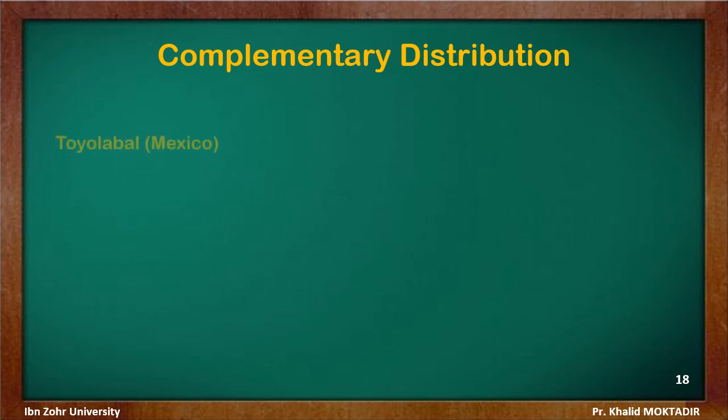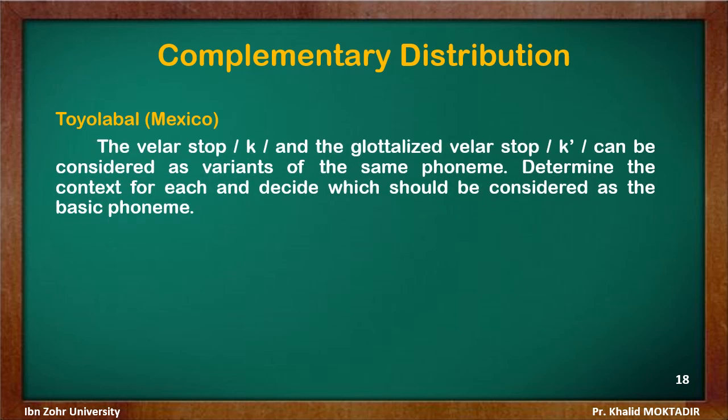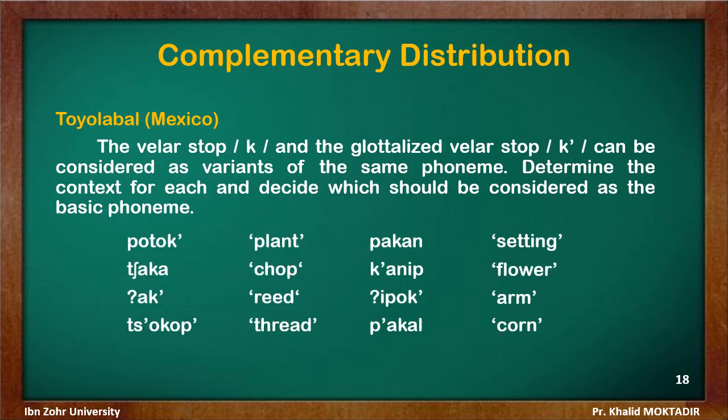The next problem is about a language spoken in Mexico called Tojolabal, where you have the velar stop and the glottalized velar stop, which can be considered as variants of the same phoneme. In other words, one should be considered as the basic form and the other as the derived form. Now, your task is to determine the context for each and decide which one should be considered as the basic phoneme.